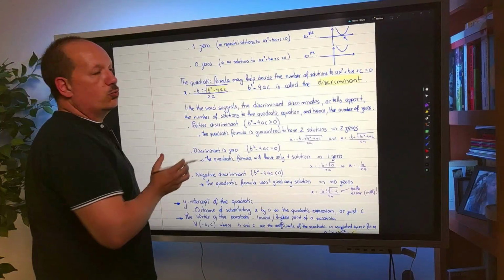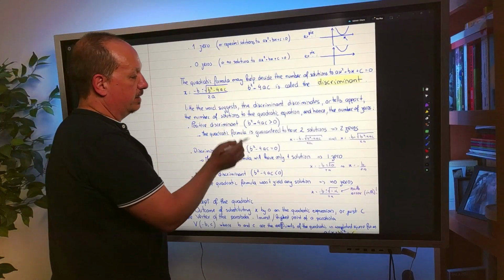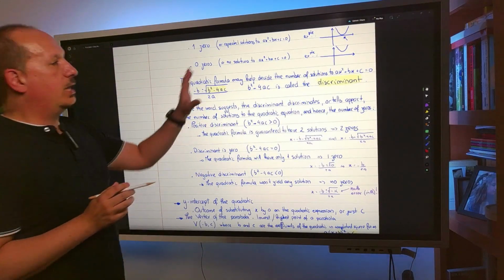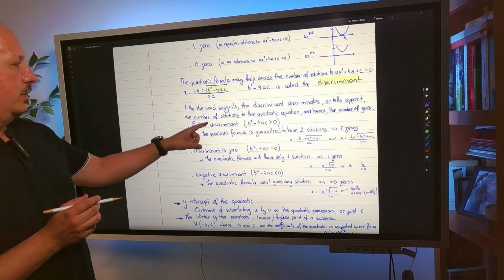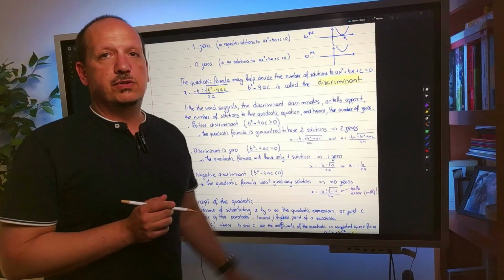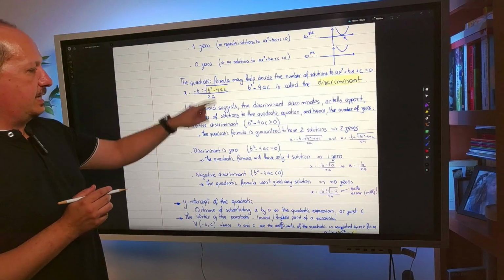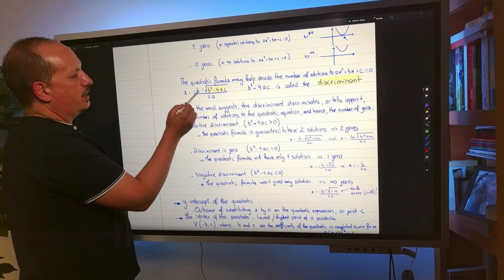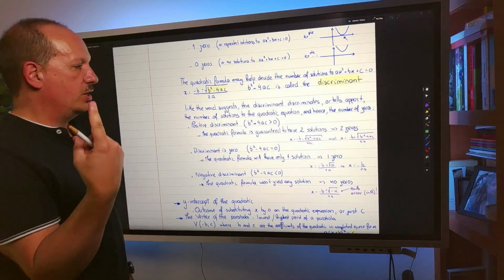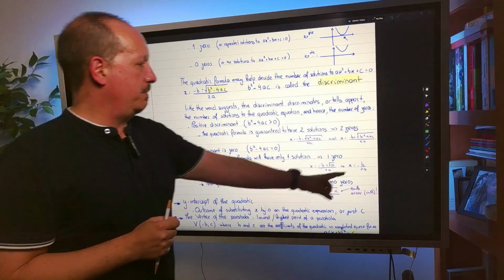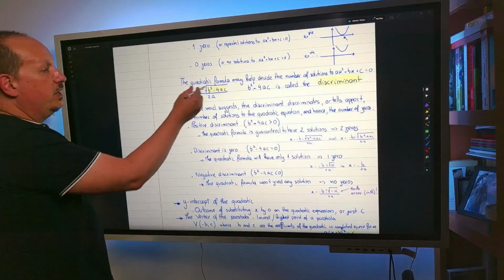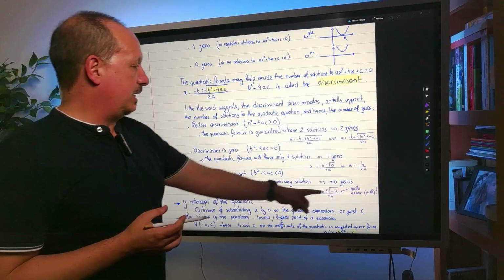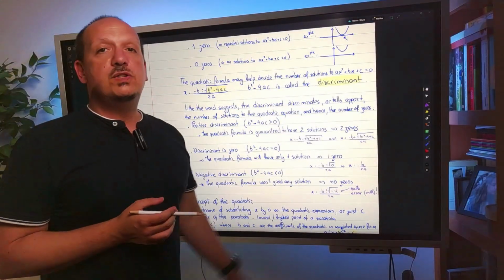So if this over here, b squared minus 4ac, is positive, then you are going to use the minus and the plus, and you'll have two solutions, meaning that you'll have two zeros. If this is 0, then the solution is going to be just minus b over 2a, so you'll have just 1 zero, okay? And if this is negative, then you'll have just a math error, all right? And you'll have no zeros.